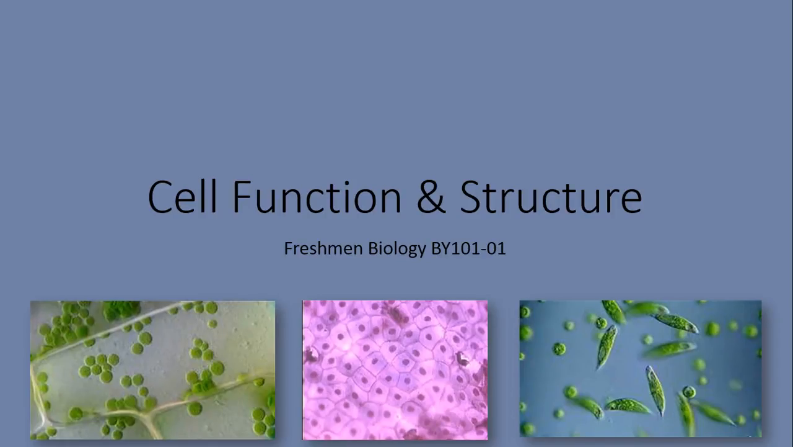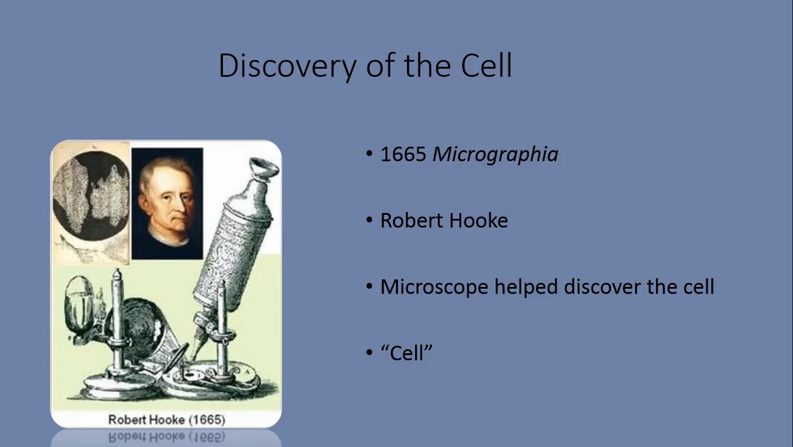In this lecture, we'll be talking about cell function and structure. We'll start off by talking about the discovery of the cell. In 1665, Robert Hooke wrote a book, and within this book, he describes what he viewed under the microscope as box-like structures. He later coined the term cell in reference to the box-like structures that he was seeing under the microscope. In the 1670s, Leeuwenhoek discovered bacteria and protozoa.